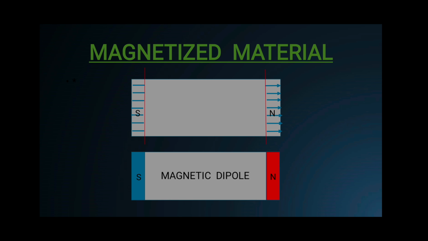So this is clear from this diagram that one end of the magnetized material acts as the south pole and the other end acts as the north pole. So a magnetized material acts as a magnetic dipole.